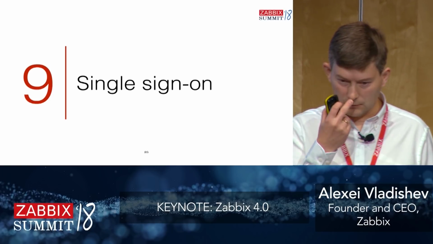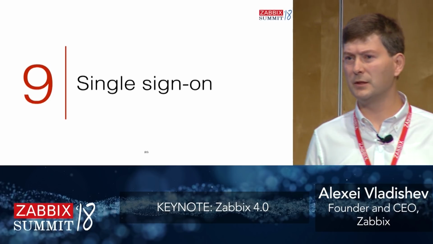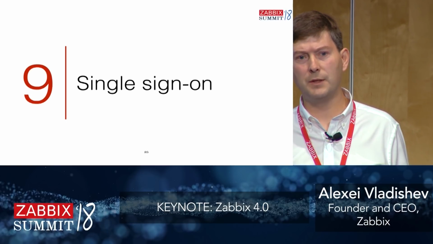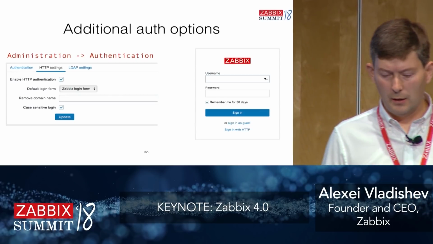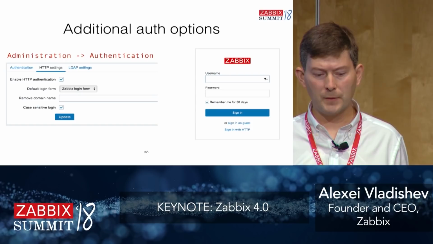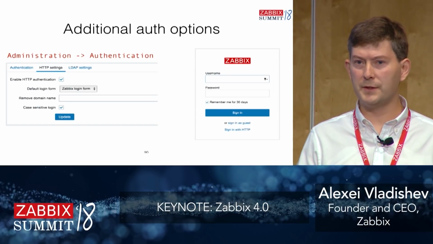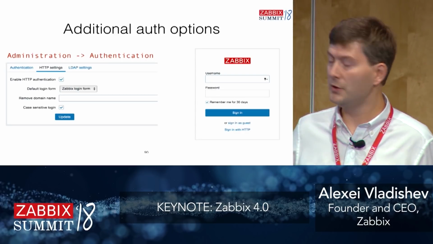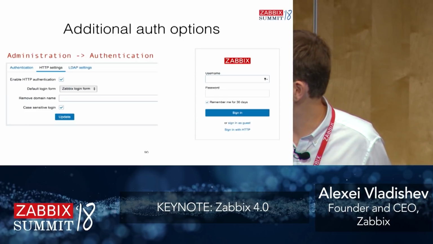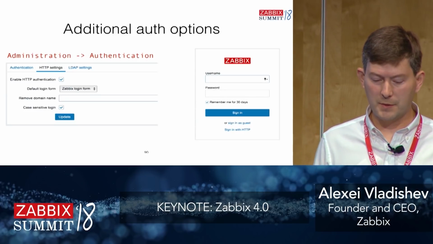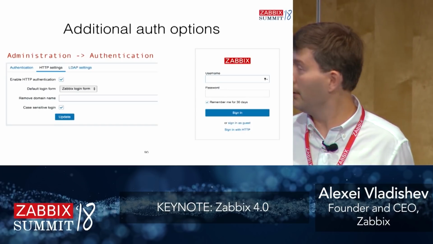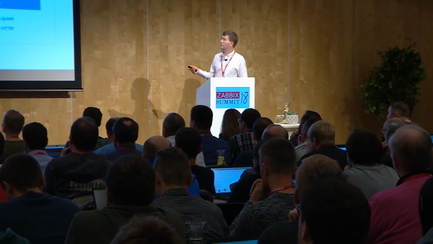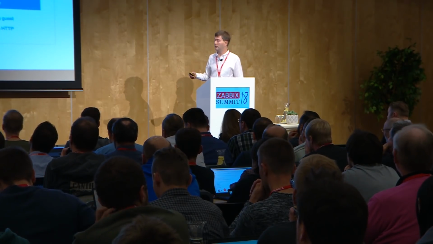Single sign-on. Another nice feature which we implemented, I think, in the latest beta of Zabbix 4.0, is the ability to use an external authentication source. So now, if you have a look at administration authentication, there is an HTTP settings tab, and you may specify, say, default login form, Zabbix login form, and it will look like this. So Zabbix will ask you for username and password for internal authentication, if it's still enabled.